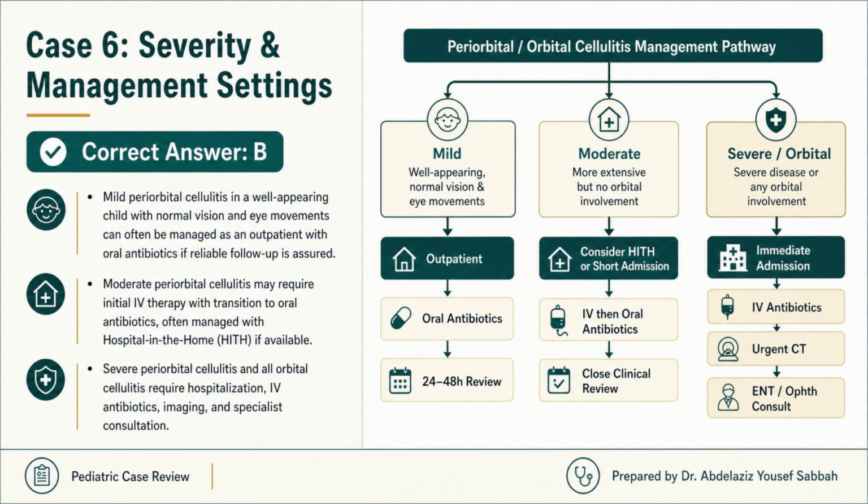Moderate cases with more extensive swelling but no orbital involvement may need a brief admission or a hospital-in-the-home pathway, often starting with intravenous therapy and stepping down to oral. Severe periorbital cellulitis and any case of orbital cellulitis require immediate admission, intravenous antibiotics, urgent imaging, and specialist consultation.